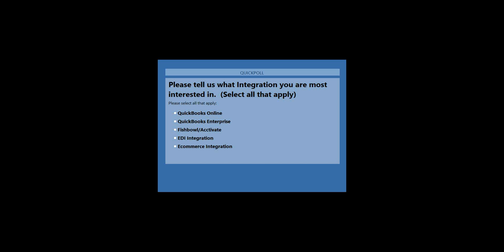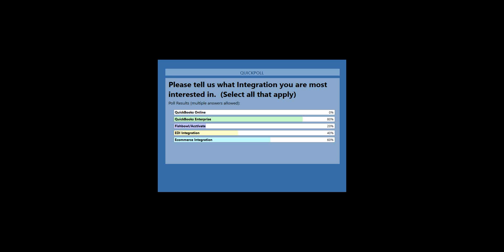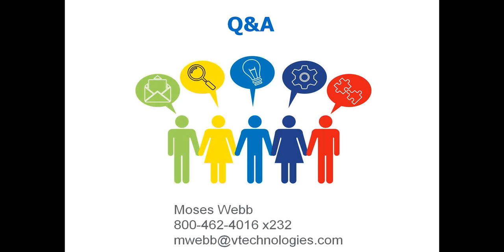Perfect. I'm going to go ahead and close out this poll and share the results. So it looks like 80% of you are interested in the QuickBooks Enterprise interface, 20% Fishbowl Activate, which is a warehouse management application that integrates with QuickBooks, and 40% of you are interested in the EDI, and 60% are interested in the e-commerce integration. Moses, I'm going to go ahead and hide these poll results so we can flash up your contact information.